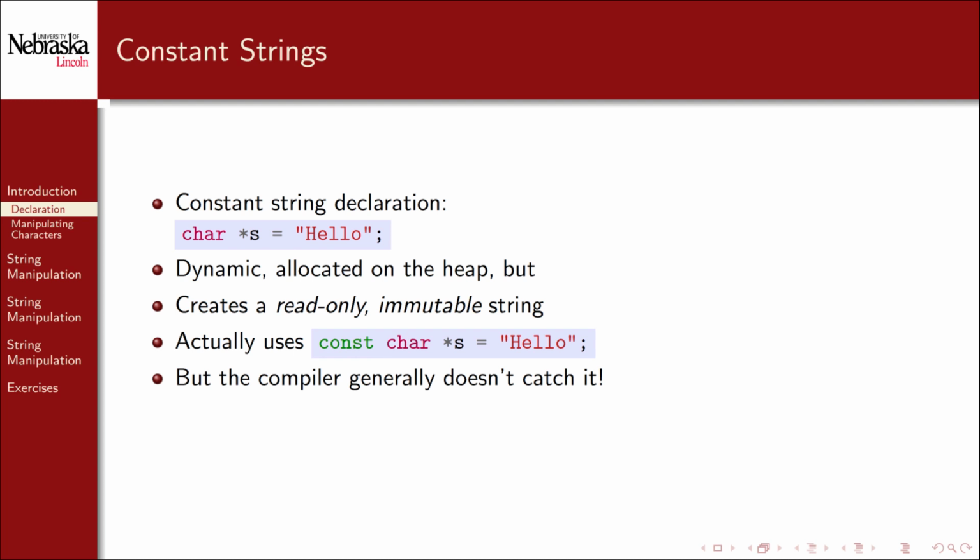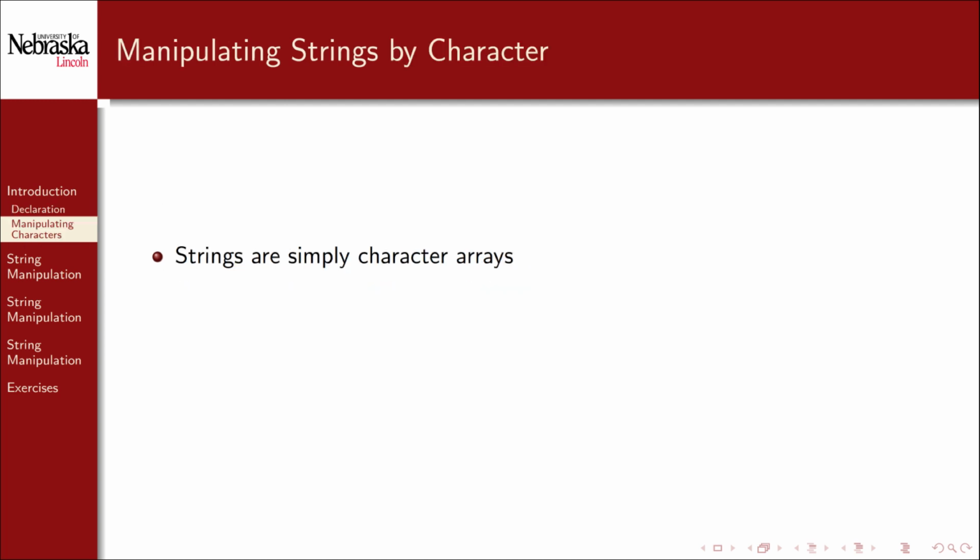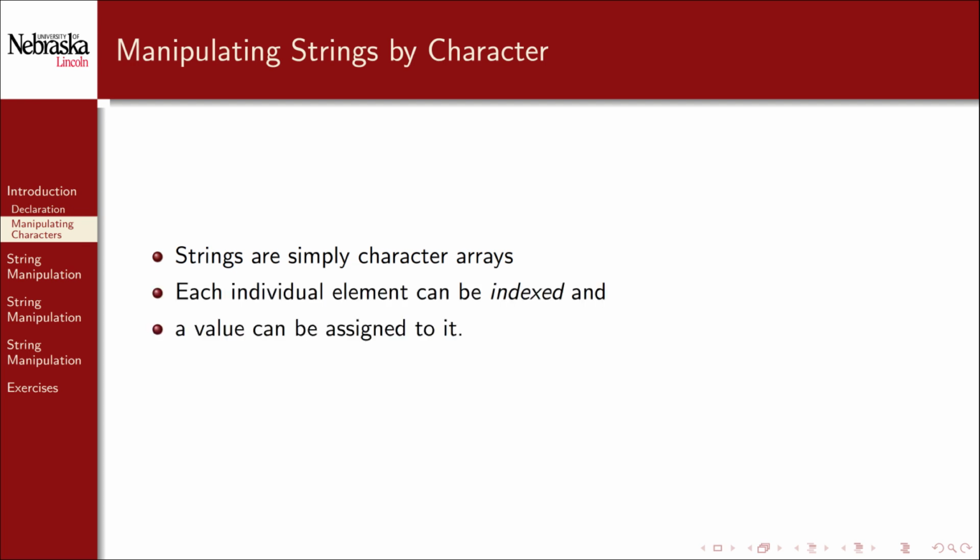However, in this case, the compiler generally cannot catch and prevent attempts to change the contents at compile time. So you may want to avoid this type of declaration unless you really want a dynamically allocated, immutable string for some reason. To conclude this introduction, let's show how string contents can be manipulated character by character. Since strings are simply character arrays, each individual character can be indexed, and a value can be assigned to it. Let's take a look at a full demonstration.